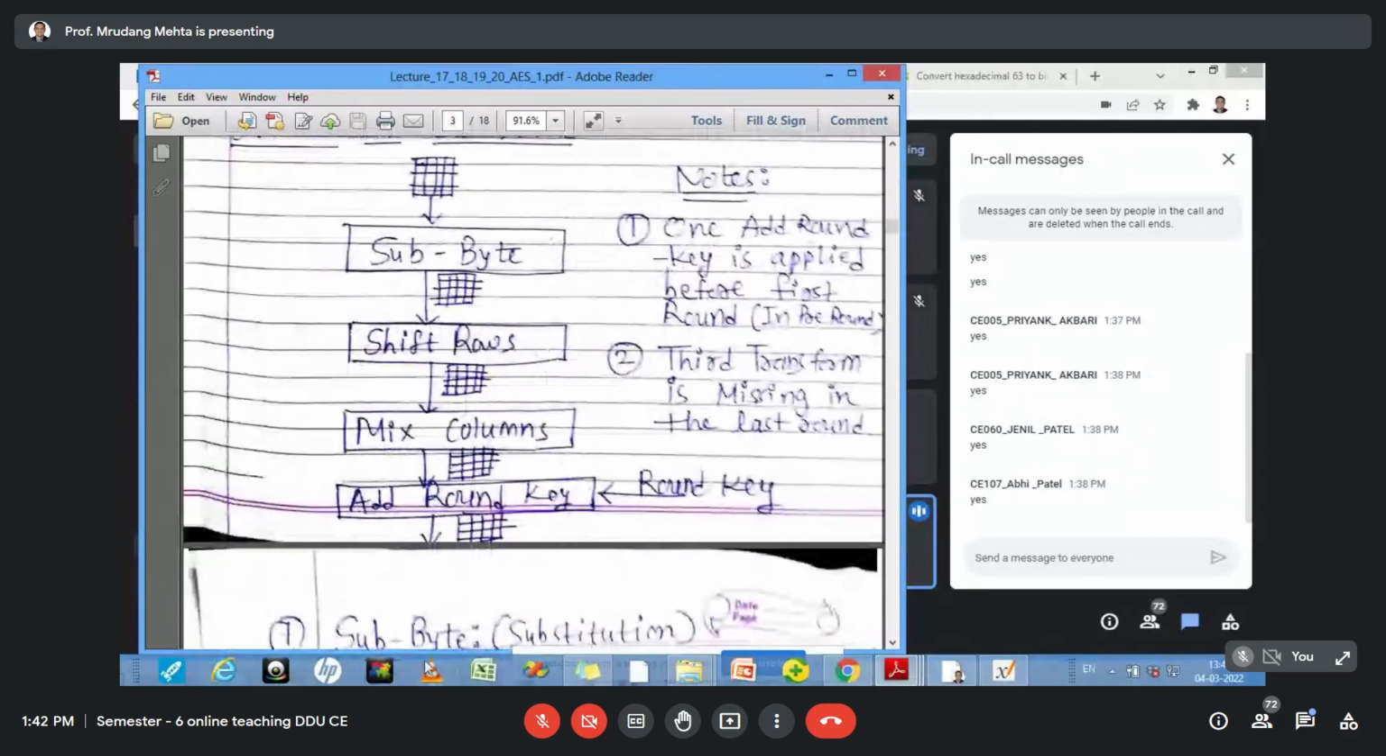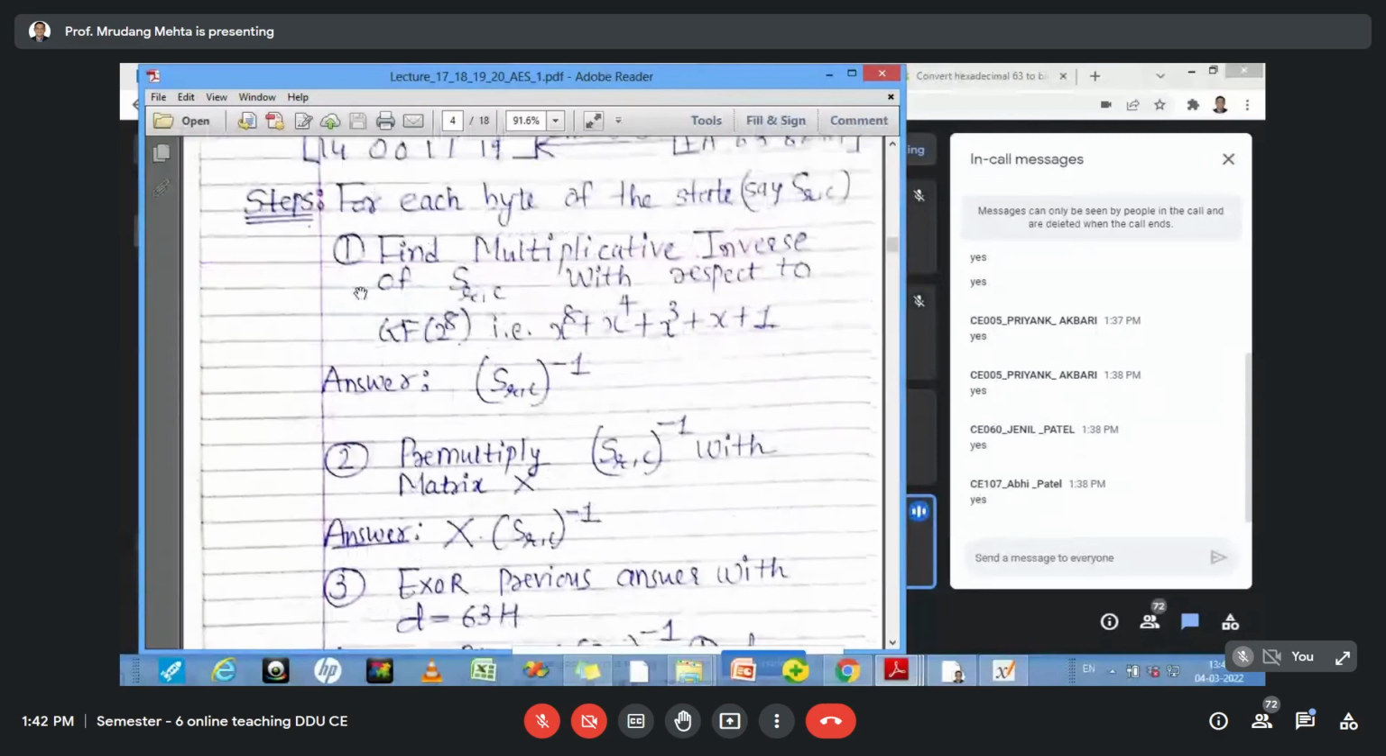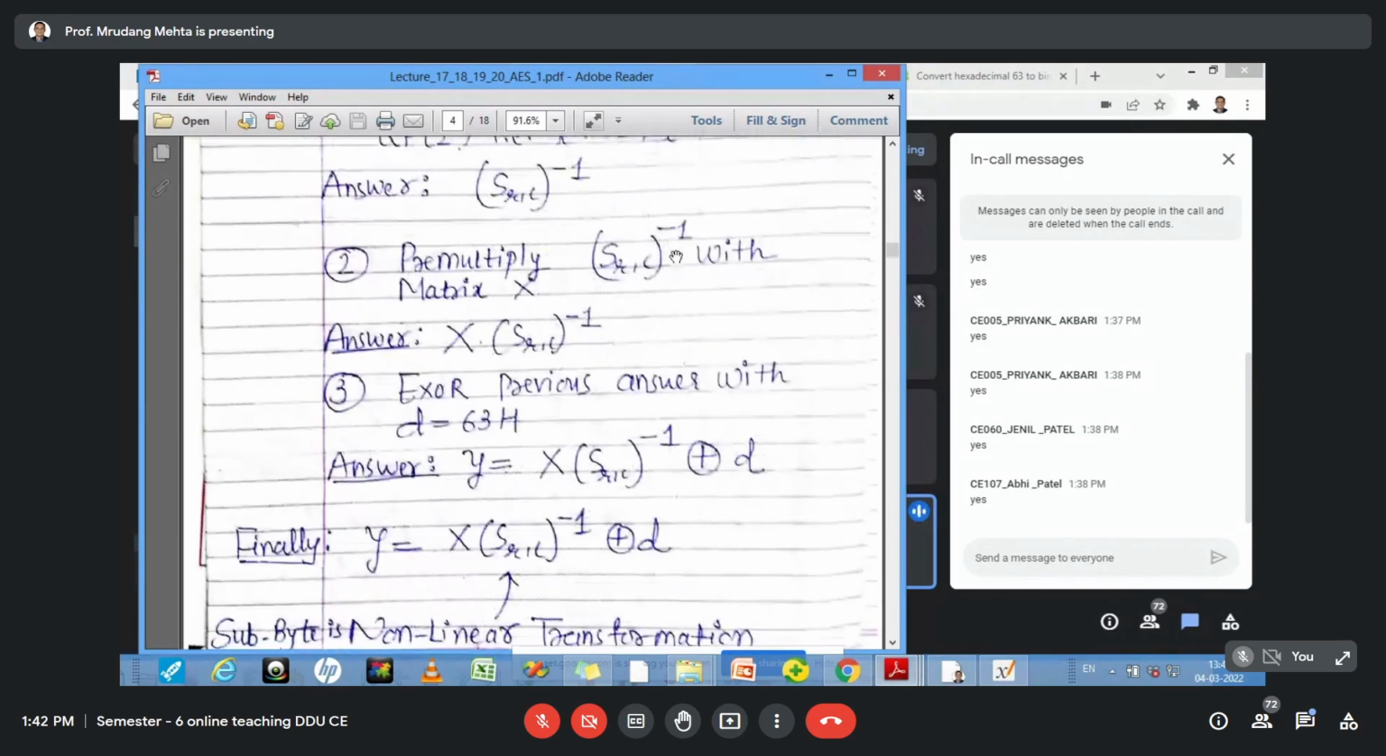Okay, so these are the four steps, and this is how we perform this byte transformation. That is, by first getting the multiplicative inverse of the byte with respect to Galois's field. Whenever we are using Galois's field, the equation is x raised to 8 plus x raised to 4 plus x cube plus x plus 1, that is not divisible. So we have to take the inverse, then pre-multiply x dot the inverse, and then we have to perform XOR, right? So this is the equation which we are supposed to follow.